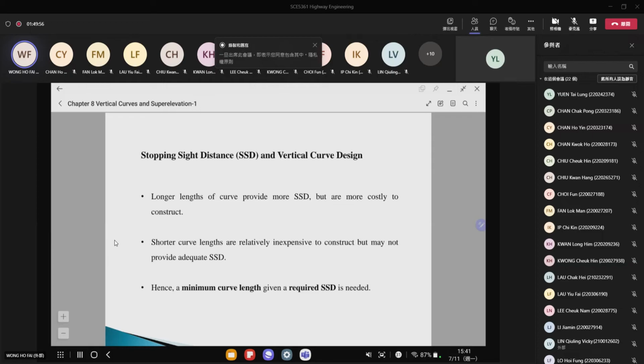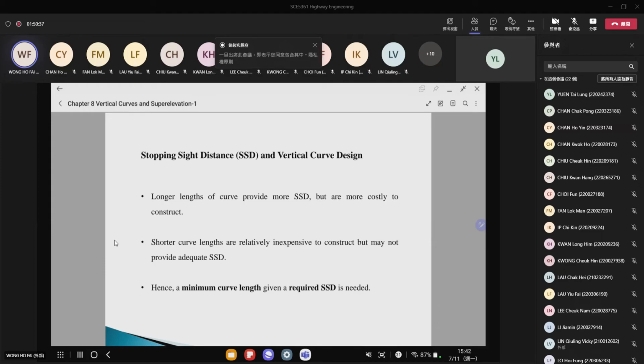So a longer length of the curve provides more SSD, but it is more costly to construct. Of course, if we provide a longer length, it will be safer. But if you provide longer length, then it is more expensive. Of course, if you provide shorter curve length, it is cheaper. However, you may not provide enough stopping sight distance. So you need to provide a minimum curve length, which gives the required stopping sight distance.